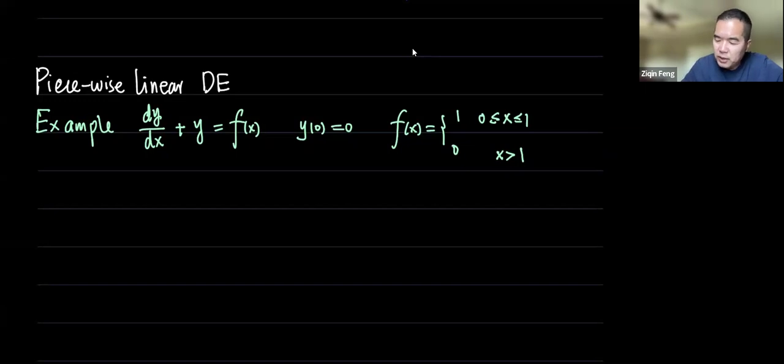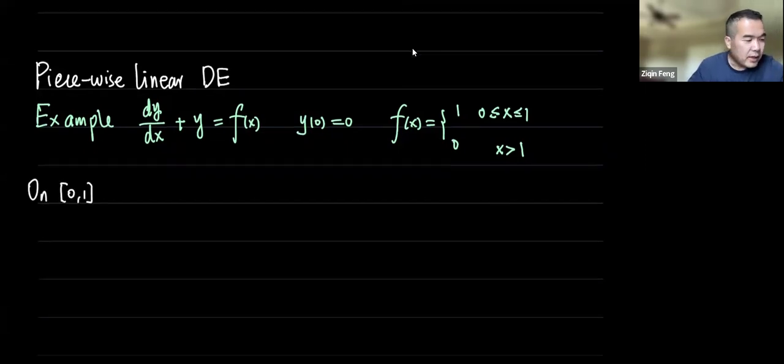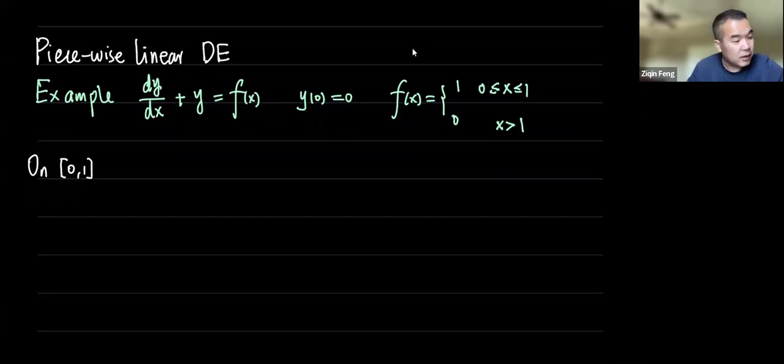There's really not much we can do, and you have to divide the differential equation into different subcases based on the definition of f. So first, on the interval from 0 to 1, our function f is 1. So we get a differential equation dy over dx plus y equal to 1.